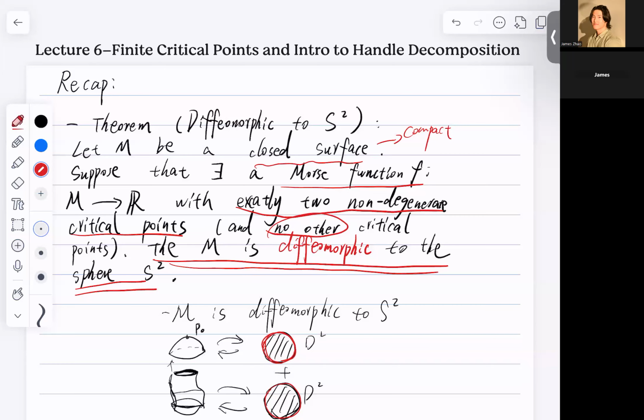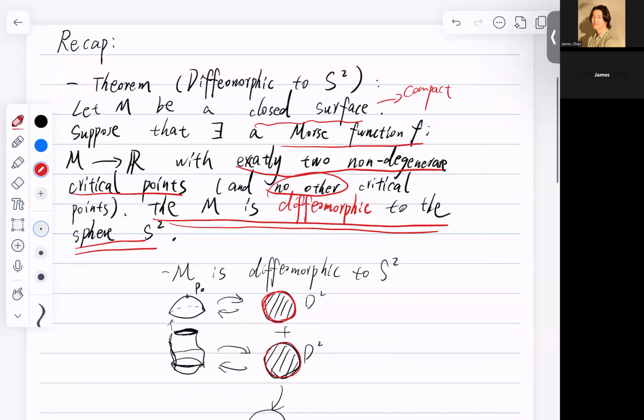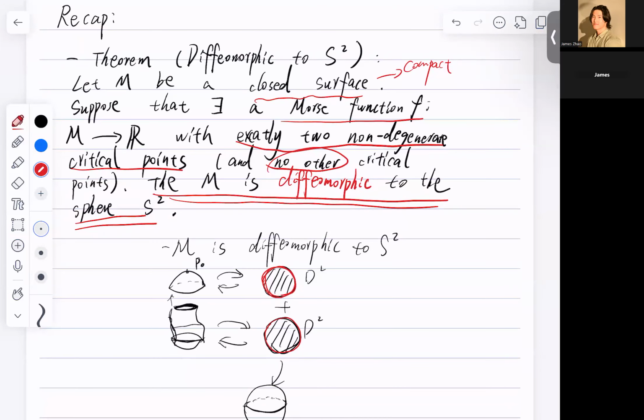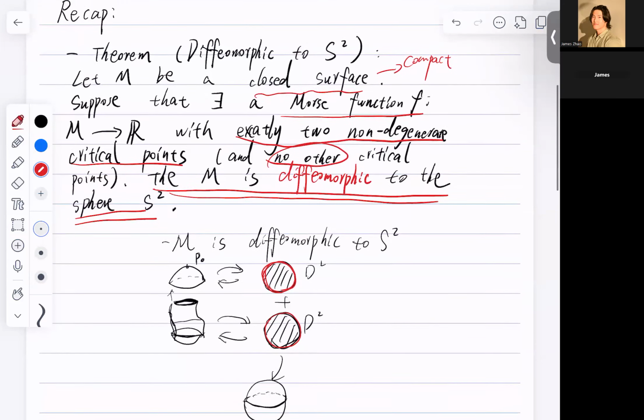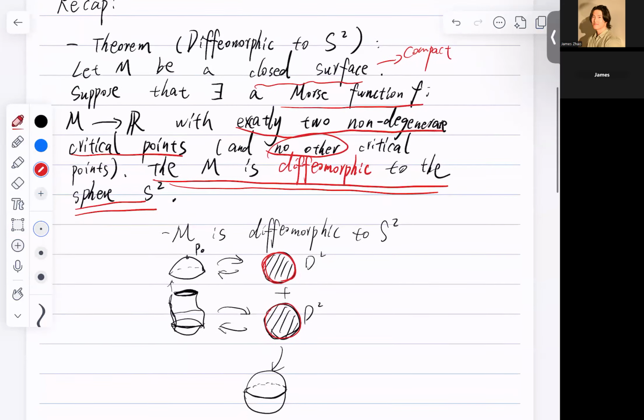Well, first, let's do a quick recap. What did we cover last time? We finally finished the proof of our theorem about our domain space being diffeomorphic to S2, which is our little sphere looking thing, right? So let's state the theorem real quick. Let M be a closed surface, which also implies it's compact.